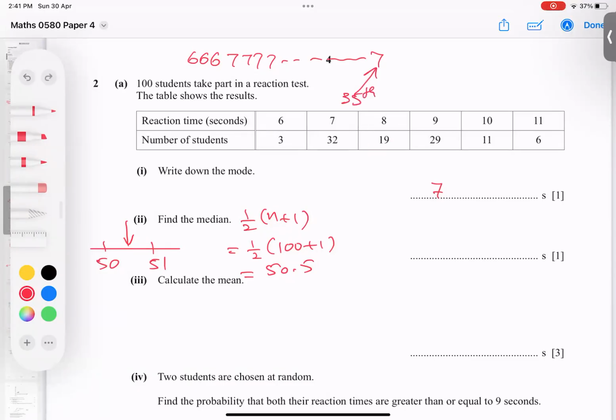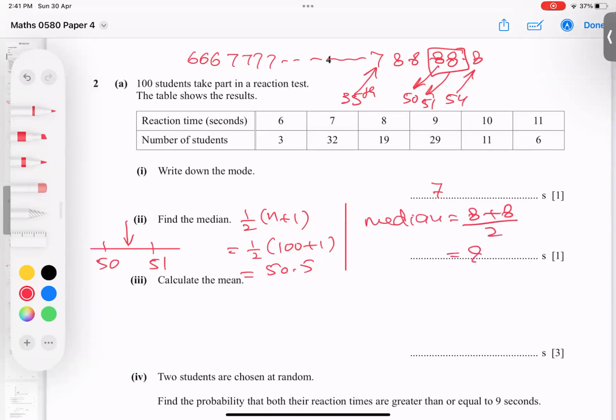Then 8 comes 19 times. If I add 19 and 35, it turns out to be 54. That means the last 8 is at the 54th place, but I'm looking for this one. 100% there are two eights in the middle, this number is the 50th, and this number is the 51st. I'm looking for these two numbers. The median is the average of these two numbers: 8 plus 8 divided by 2, 16 by 2, gives 8. So the median is 8.